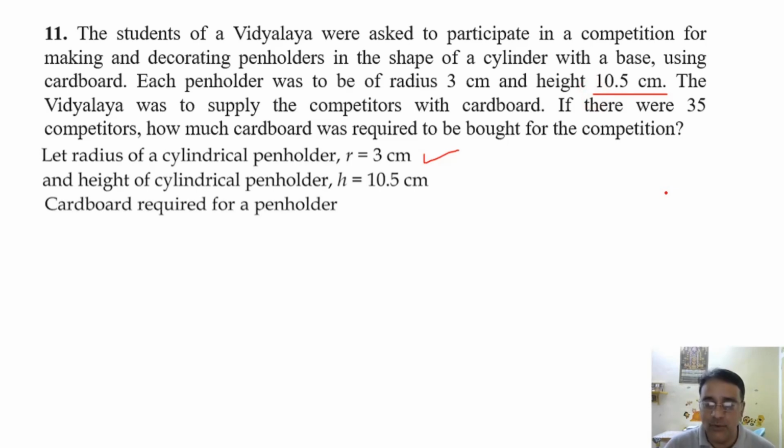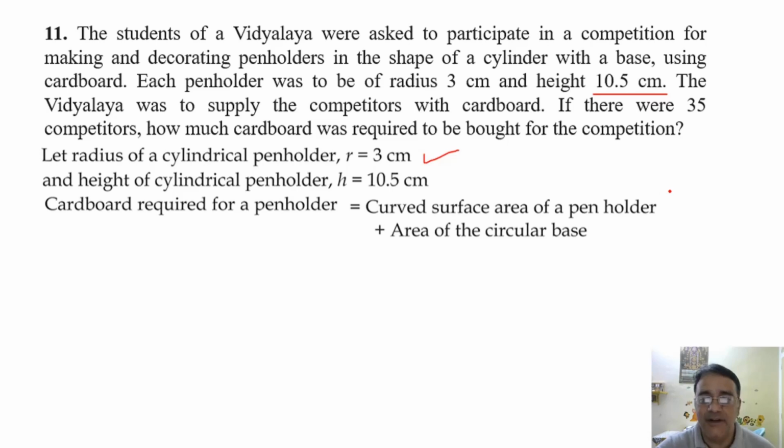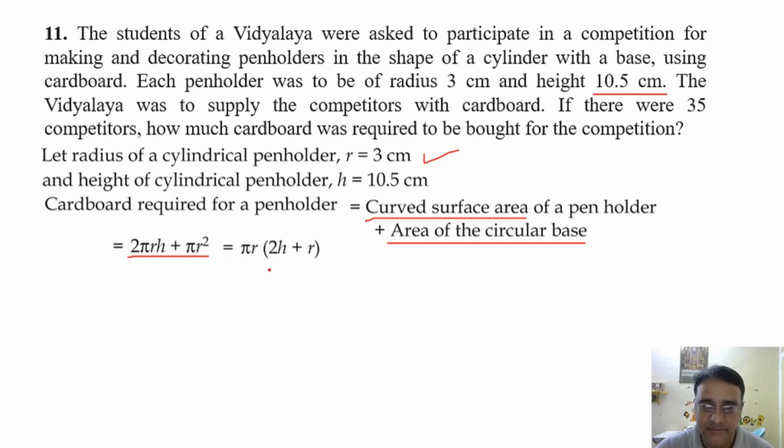and the cardboard required for one pen holder is, just now I told you, CSA plus area of base. Now what is the CSA formula? 2 pi r h. Very good. Area of base? Pi r square. So we will take common from these two. So we will take pi r common. Now again, after that we'll substitute all the values.